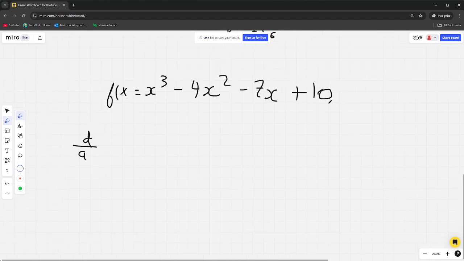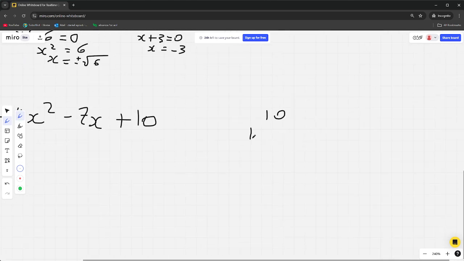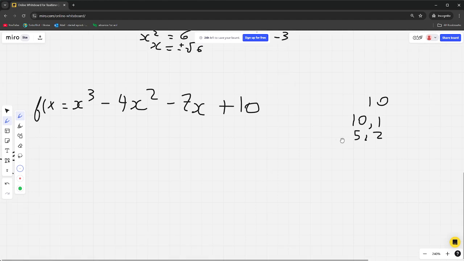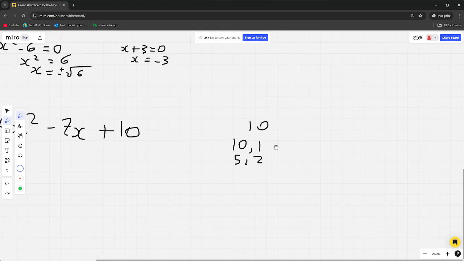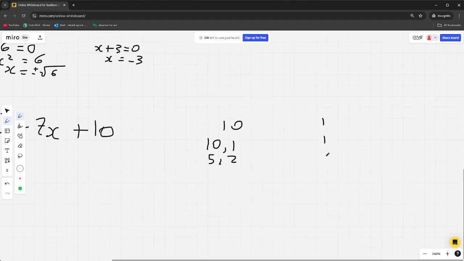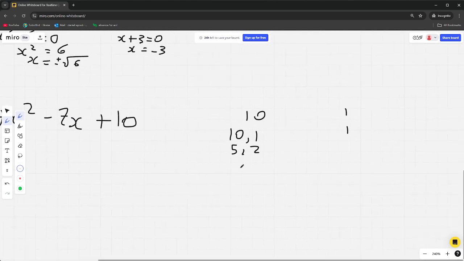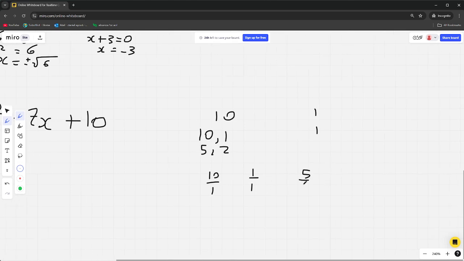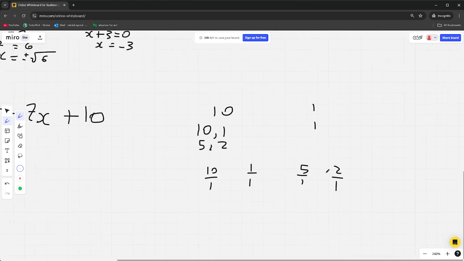Okay, so what are our factors of our d value? Well, d is 10. So factors of 10 are 10 and 1, 5 and 2, and that's it. Okay. Our a value, which is the coefficient leading x to the 3, is 1. And our factors of 1 are just 1. So one of these numbers, d over a, so 10 over 1, or 1 over 1, or 5 over 1, or 2 over 1. One of these numbers is going to have to be equal to our 0, right? And it can be plus or minus for any of them.